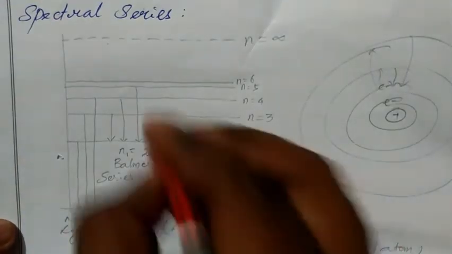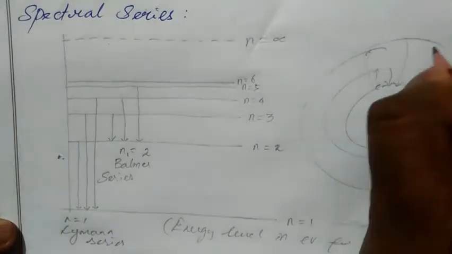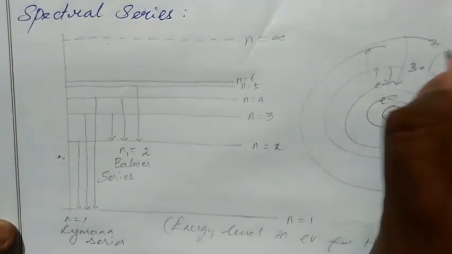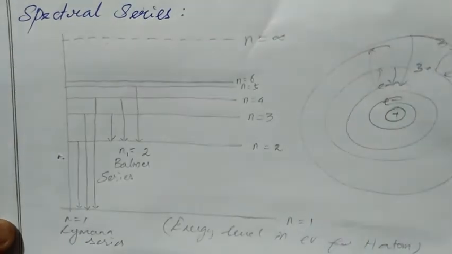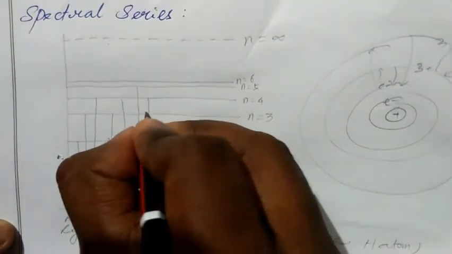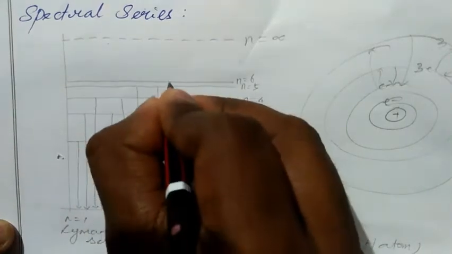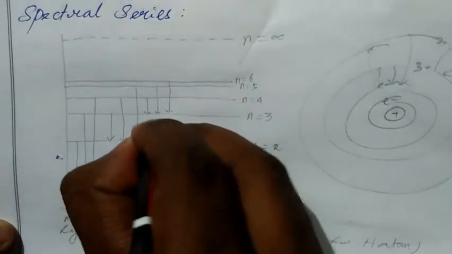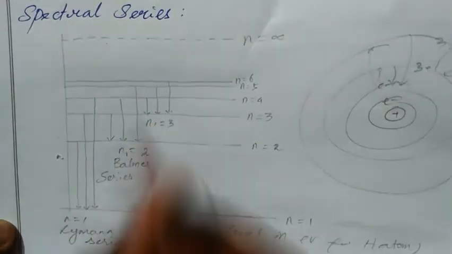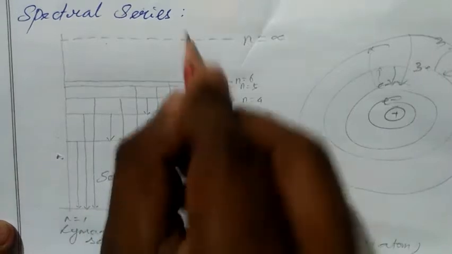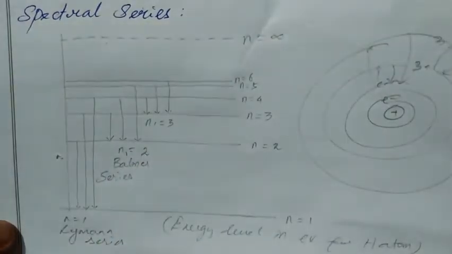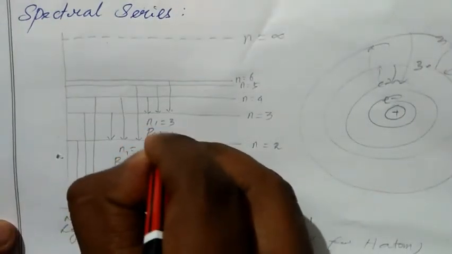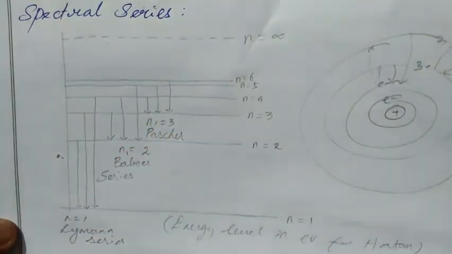Similarly, an electron in the third orbital, first, second, third, moves to the fourth, and again comes to the third. So 4 to 3, then 5 to 3, 6 to 3, then infinity to 3. Here the n1 value is 3, n2 is 4, 5, 6. If it is coming from infinity, then the n2 value is infinity. These kinds of series are known as the Paschen series.